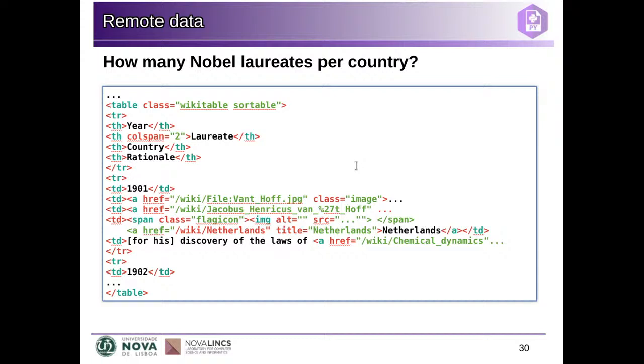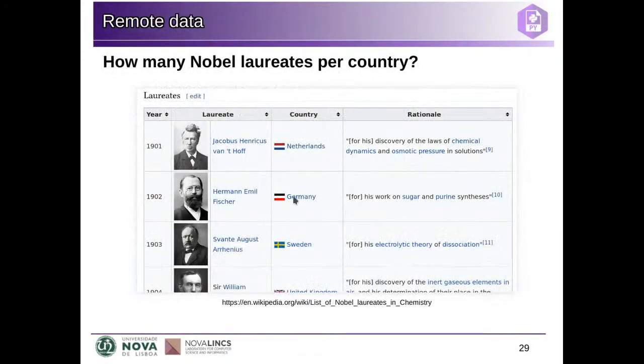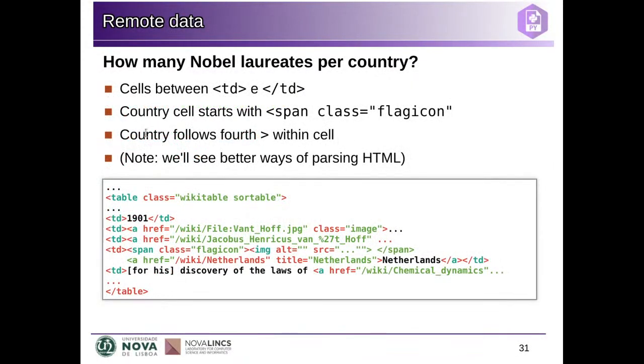It's a string. So we can parse this string, decompose the string, and look for the parts that we are interested in. Specifically, we have these cells, they start with td, that have this flag icon class, and which correspond to these cells here that have the flag, and then they have the name of the country. So we can find these cells between the td and the /td tags.